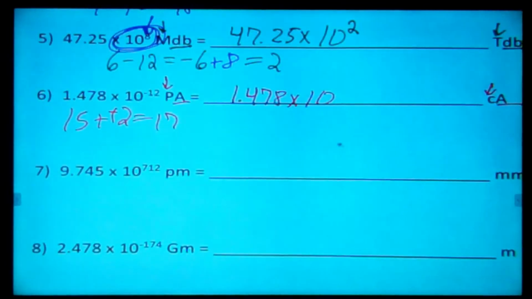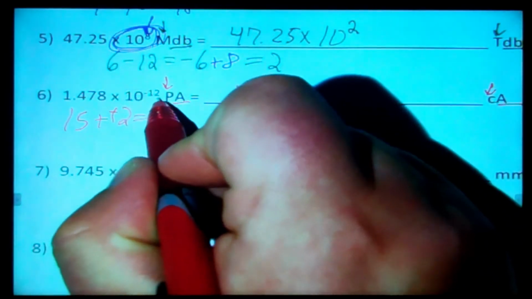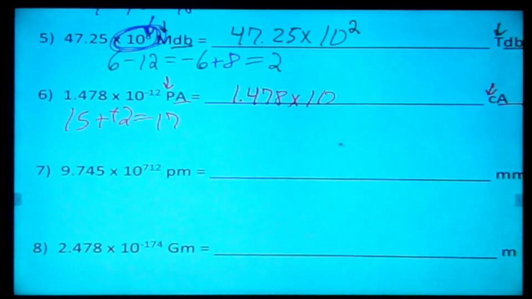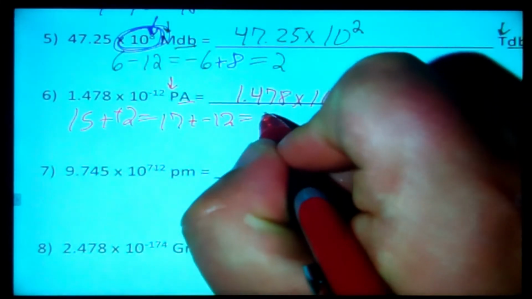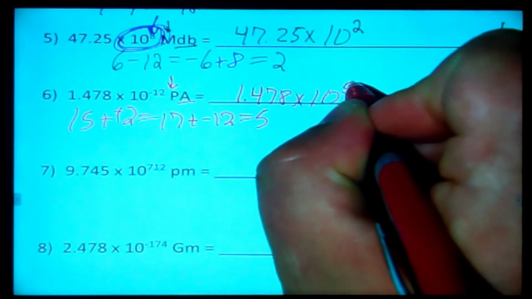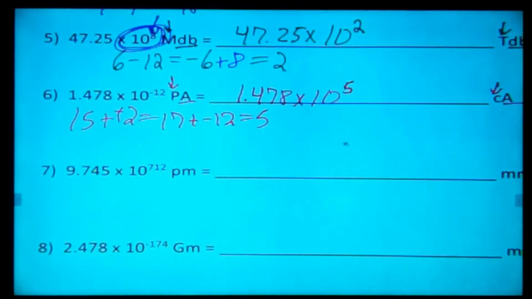There's no exponent on the units, so I don't multiply. But I did start with an exponent. I started with that negative 12, so I have to add the negative 12, which will give me 5. So 1.478 times 10 to the 5th power.